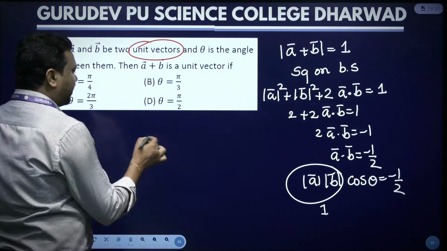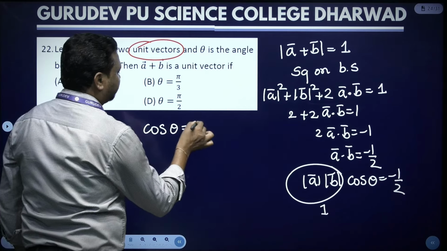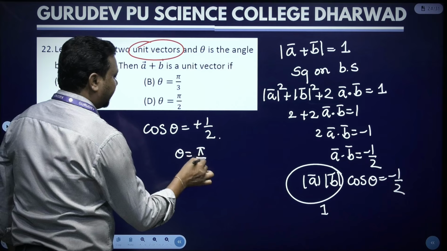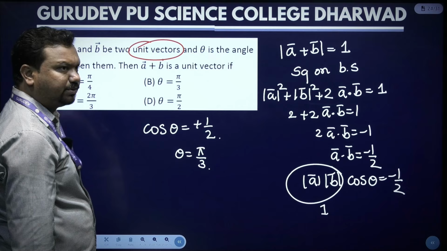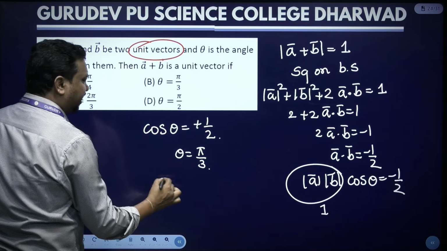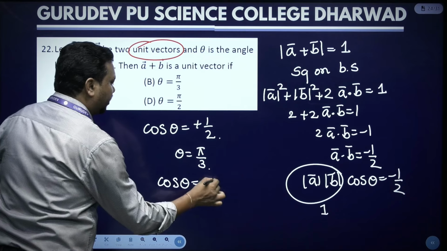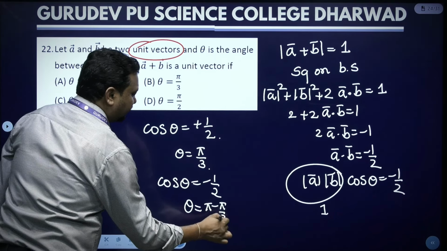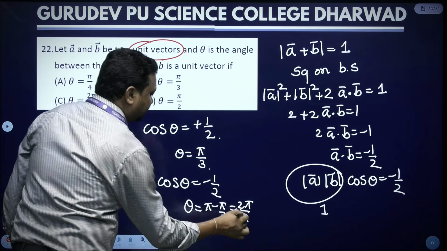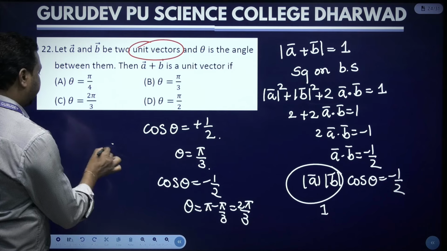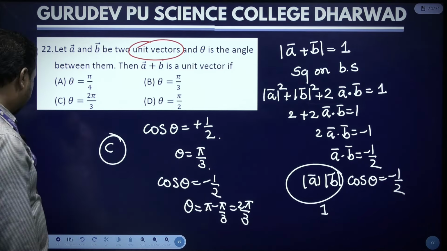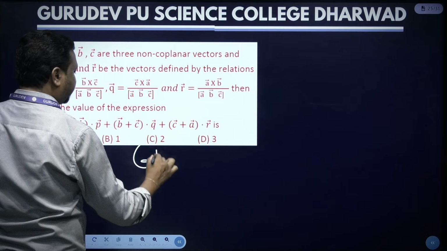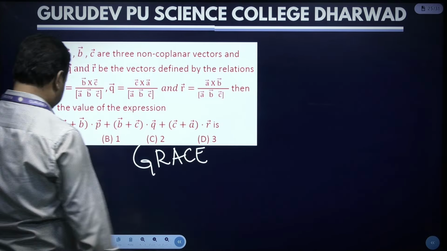Cos theta is minus 1 by 2. Suppose cos theta was plus 1 by 2, what should be the answer? I will go with theta is equal to 60 degrees, so cos 60 degrees is 1 by 2. But when cos theta is minus 1 by 2, what should be your answer? Theta is in the second quadrant, pi minus pi by 3, that becomes 2 pi by 3. Hence, I'll go with option C. Option C is my answer. Again, a grace mark question.